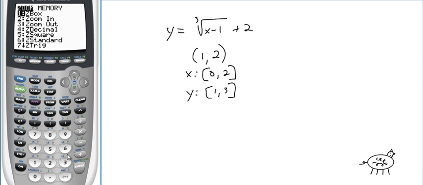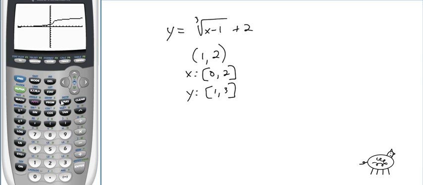Okay, I'm going to do zoom 6 first just to get our standard look. Very interesting. Look at that. Remember that? If it's the cube root of something, you're going to have a vertical tangent. And there it is. Okay, but let's investigate a little bit what's going on at that vertical tangent.